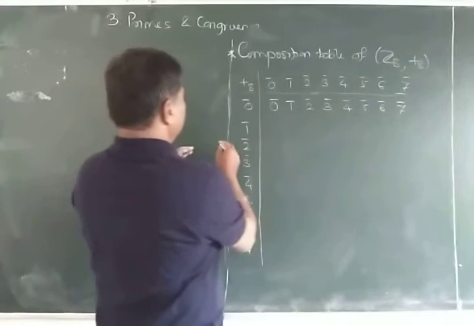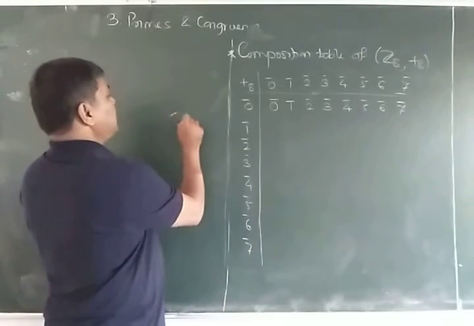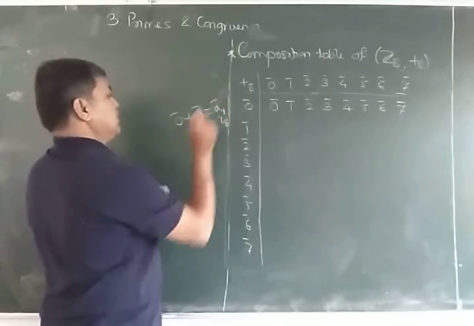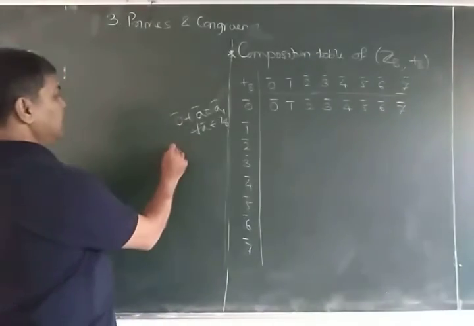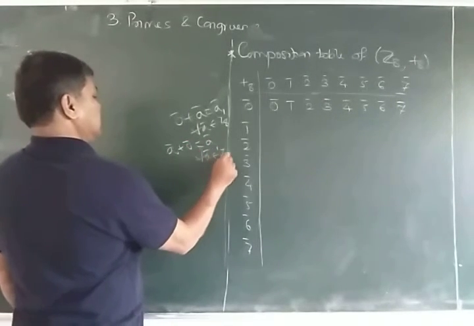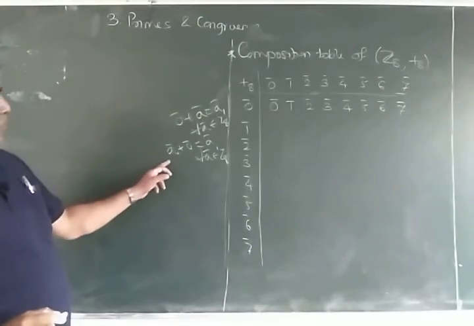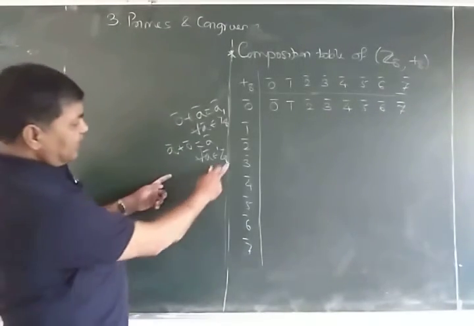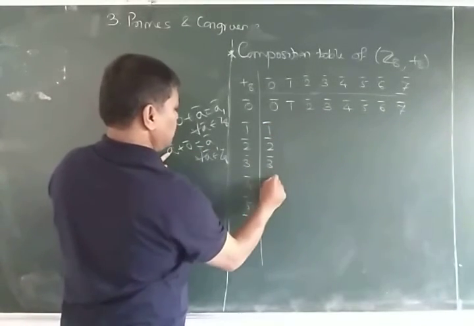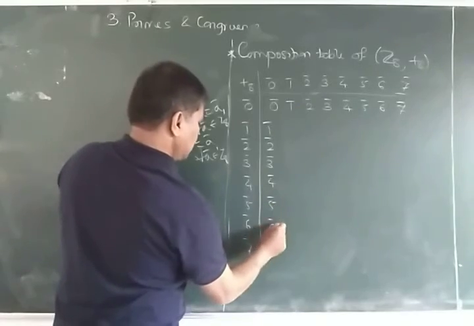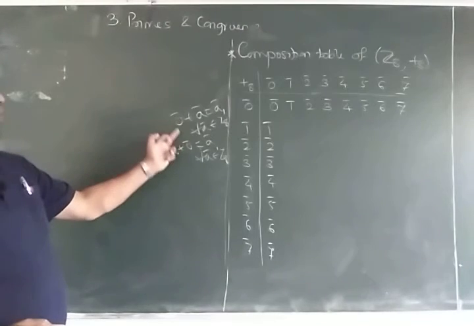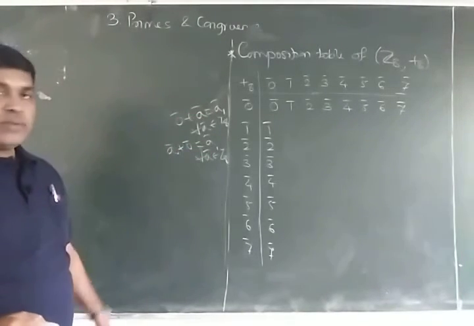Again, for any element a bar, 0 bar plus a bar is equal to a bar for every a bar belonging to Zn. And a bar plus 0 bar is equal to a bar for every a bar belonging to Zn. So with respect to addition, if I take a bar and this 0 bar, I will get 1 bar, 2 bar, 3 bar, 4 bar, 5 bar, 6 bar and 7 bar. So a bar plus 0 bar is the same as 0 bar plus a bar, which is equal to a bar.